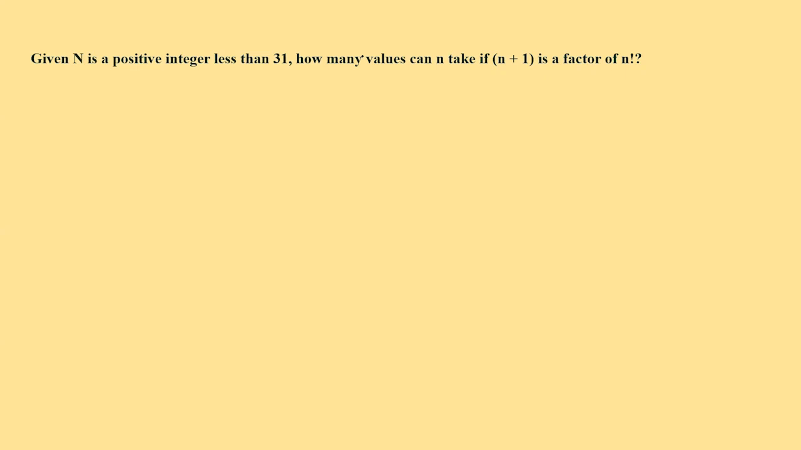Okay. So yeah, see, given n is a positive integer less than 31, how many values can n take if n plus 1 is a factor of n factorial? So they have clearly given us that n plus 1 is a factor of n factorial. So let us take values of n factorial. Let's just consider the factorials till 10: 1 factorial, 2 factorial, 3 factorial, 4 factorial, 5 factorial, 6 factorial, 7 factorial, 8 factorial, 9 factorial, and let me take 10 factorial also here.